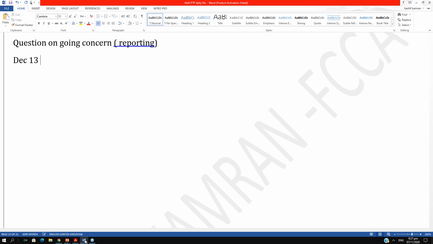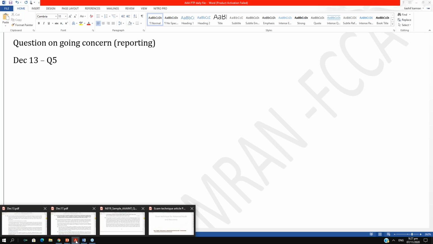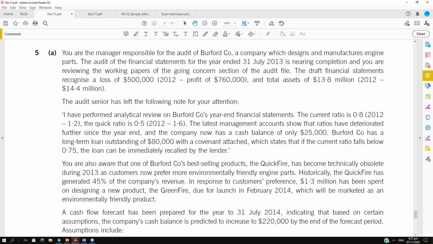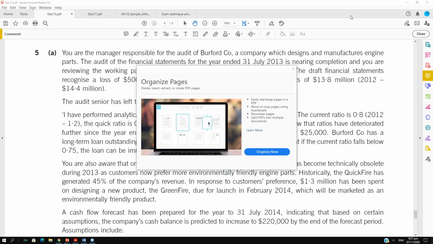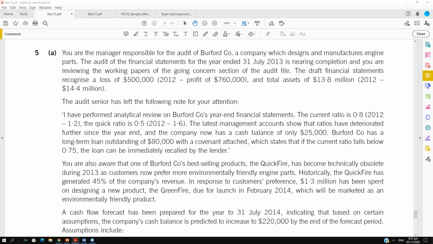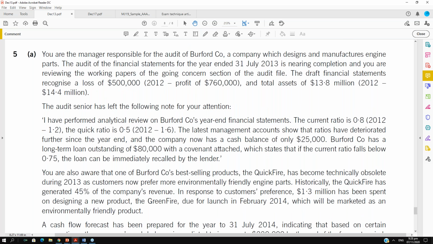I'm taking the December 13 paper, question number 5, and you will be doing the December 18 paper yourself, same requirements. Once you understand the December 13 paper, you will be able to understand the December 18 paper. Let's look at the December 13 paper, question number 5. You can see it in front of your screen.